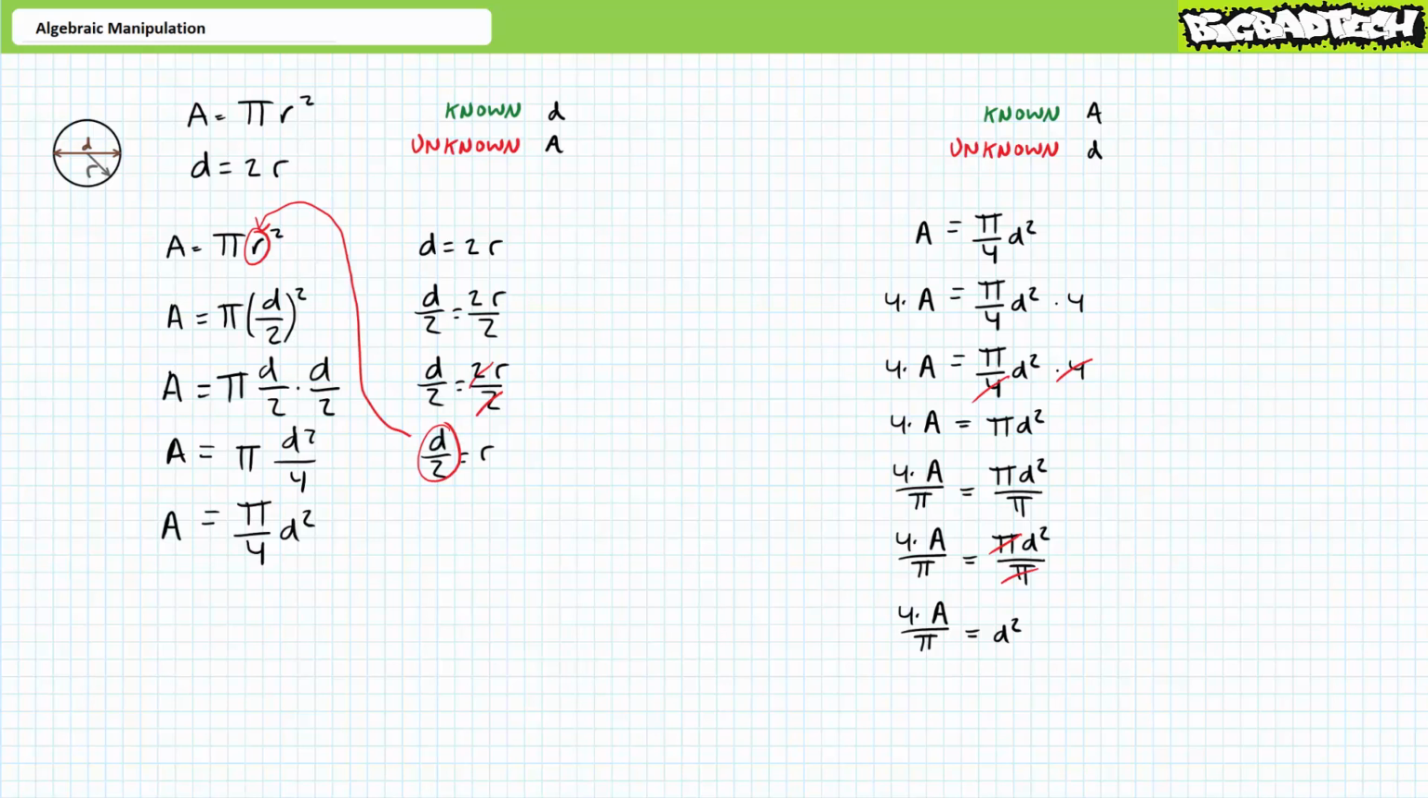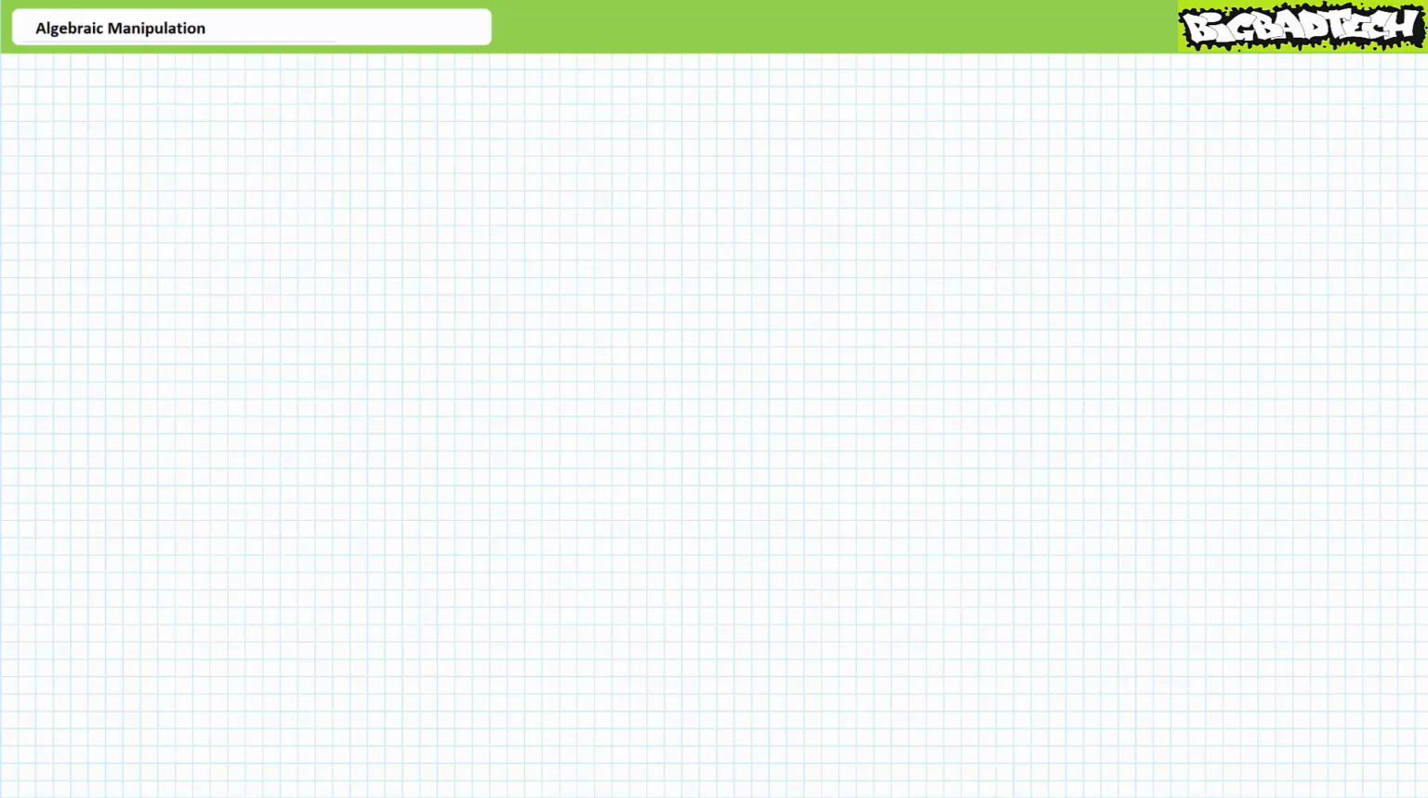This is not the answer we're looking for. This is solving for D squared. We need to solve for property D. Take the square root of both sides, which yields D equals square root 4 times area divided by pi, which some mathematical purists may take the square root of 4 and write this as 2 times the square root of area divided by pi. All right, that might have been a little tough for some of you.